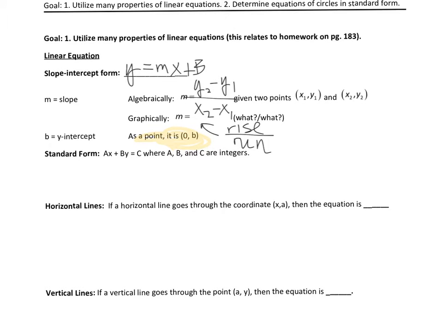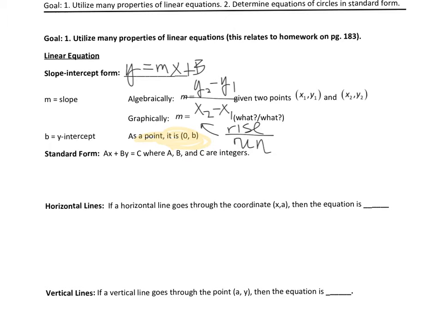Standard form is ax plus by equals c. A, b, and c are all integers. Typically, it's preferred that a is positive, but I don't get too technical on that. If it's negative, I'm fine with that. Standard form is typically used for solving systems, especially if the coefficients of x are opposites, like 3x and negative 3x, and we just add the equations together. But again, that's personal preference.